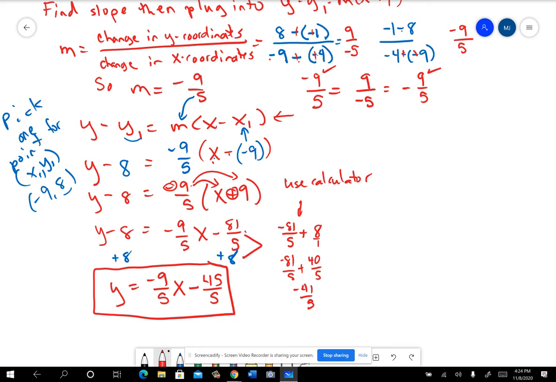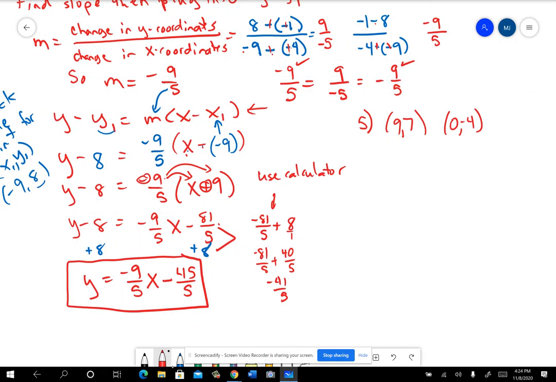Okay, so let me do one more question from earlier. So remember number 5. Okay, we had the (9, 7) and then the (0, -4). And when we did it the first time, we noticed that -4 was b. But if you didn't notice that, you would just find your slope. So you might do 7 minus -4 over 9 minus 0. We had to do that when we did it the first time as well. And get your slope. It turns out to be 11/9.